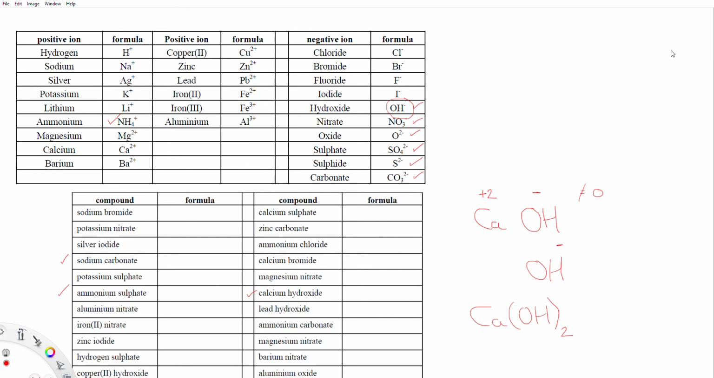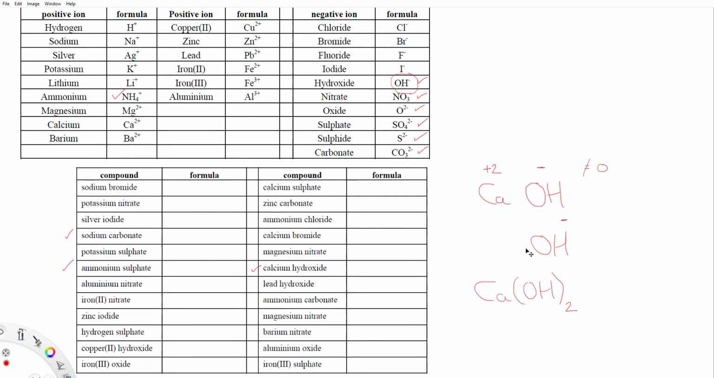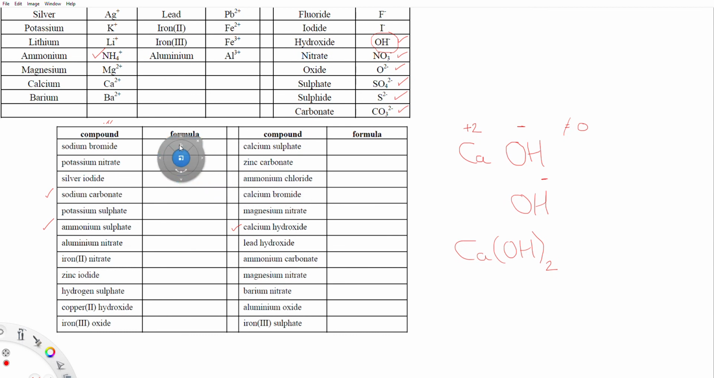So what I'd like you to do now is have a go, pause the video and have a go using this table up here to write the chemical formulae of this table here. I've done a few for you, and I will post a separate video showing you the answers for this particular set of problems. I hope that's useful. Please let me know if you need any more help.